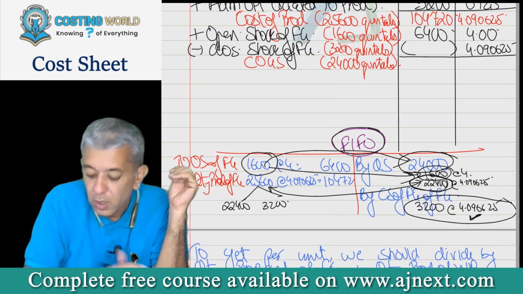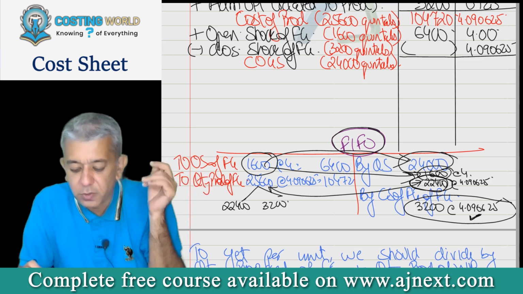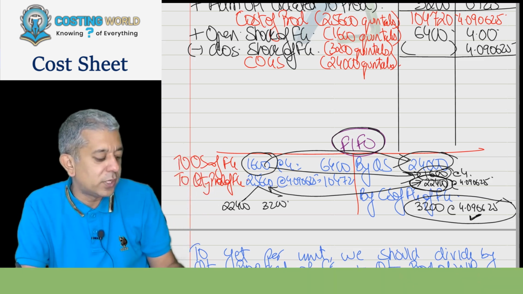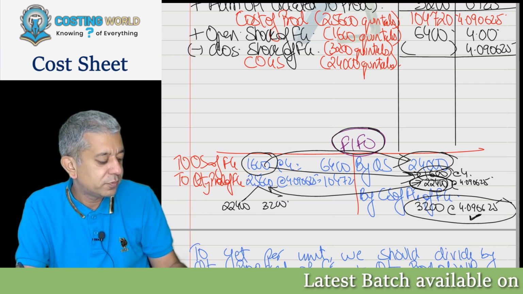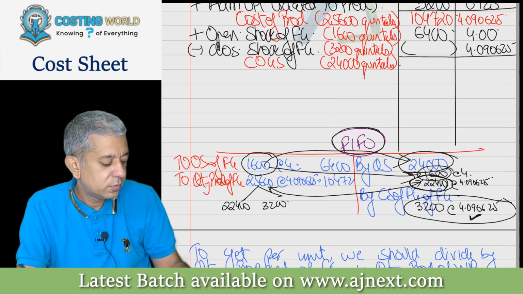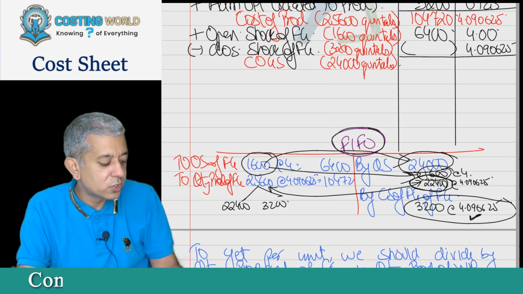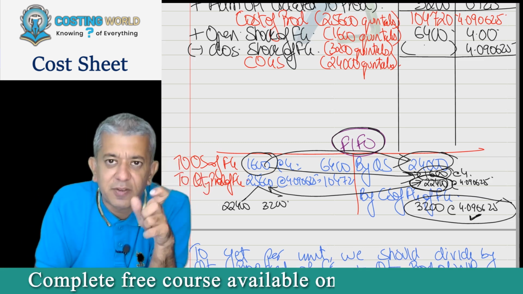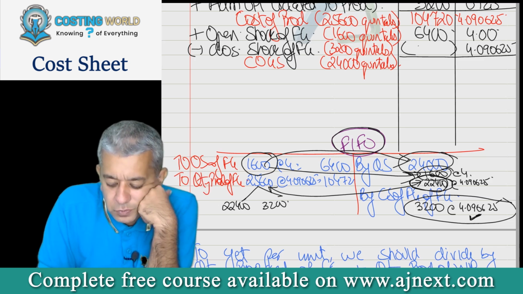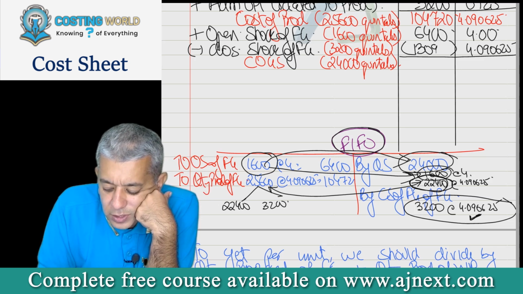Okay. Now, 4.090625. You pick up your calcies, please. 4.090625 into quantity of closing stock 6,200. You tell me the exact figure, please. 13090. 13090.